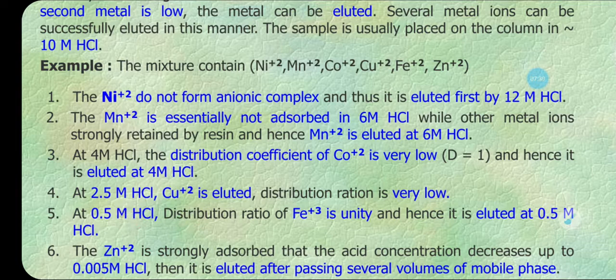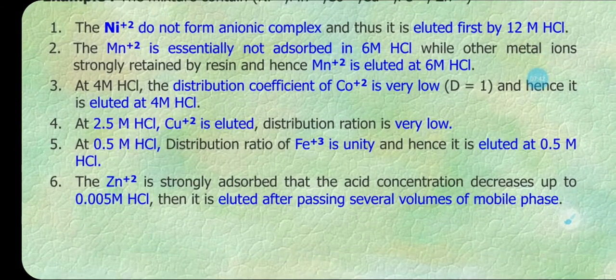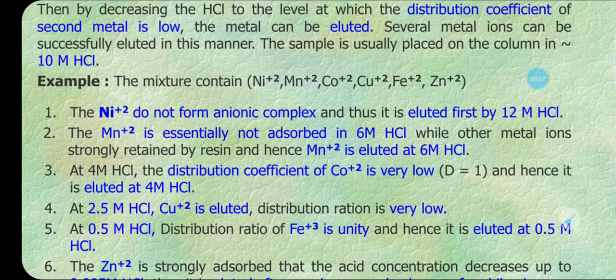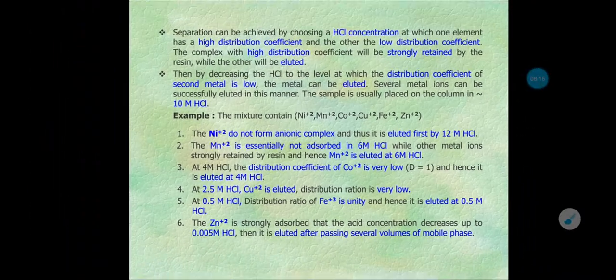And finally, Zn+2 is strongly adsorbed. When the acid concentration decreases to 0.005 molar HCl, it can be eluted at a very low concentration of HCl by passing several volumes of mobile phase continuously, because Zn+2 will be retained strongly in the anion exchange region. So in this way we can easily separate these metal ions by changing the concentration of HCl. So in this way we can separate the metal ions by using an ion exchange resin.